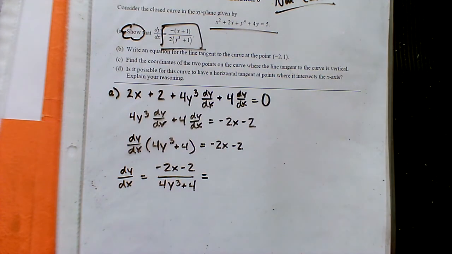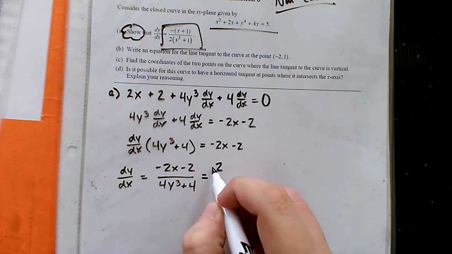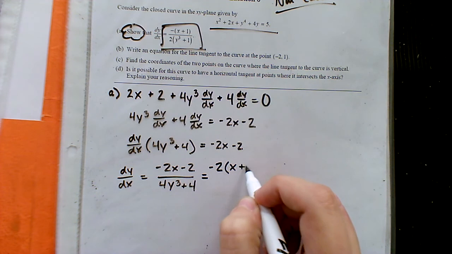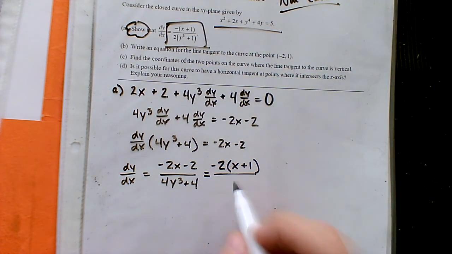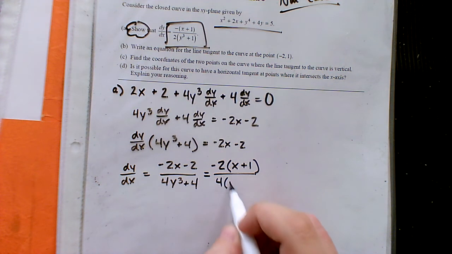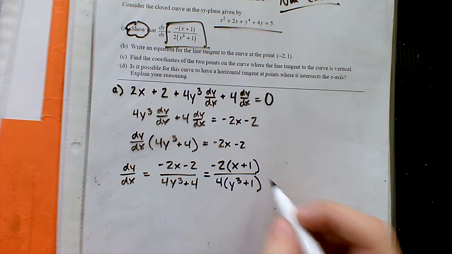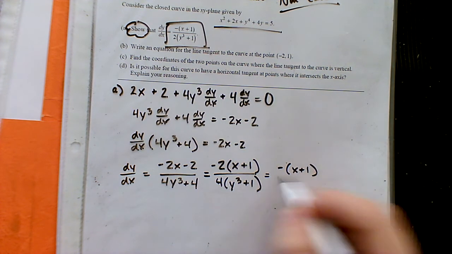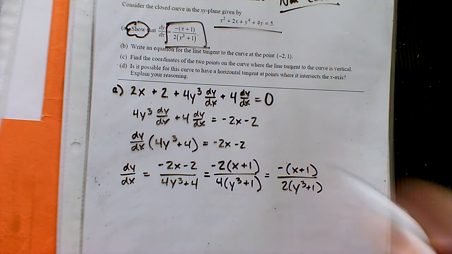So what else can I do? Factor out a 2? Can I make it negative? Yeah. So this would be x plus 1. And then on the bottom, take out a 4, y cubed plus 1. So 2 divided by 4 can change to 1 over 2. Looks good.